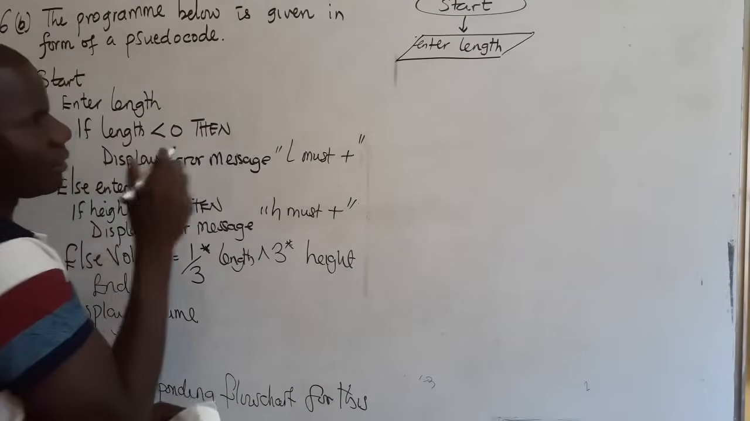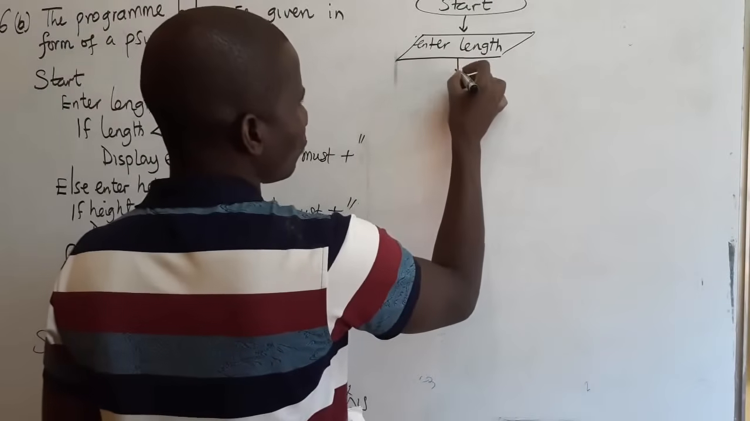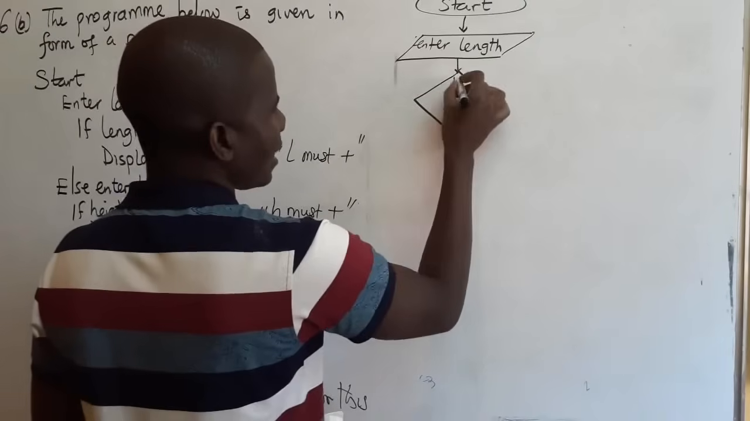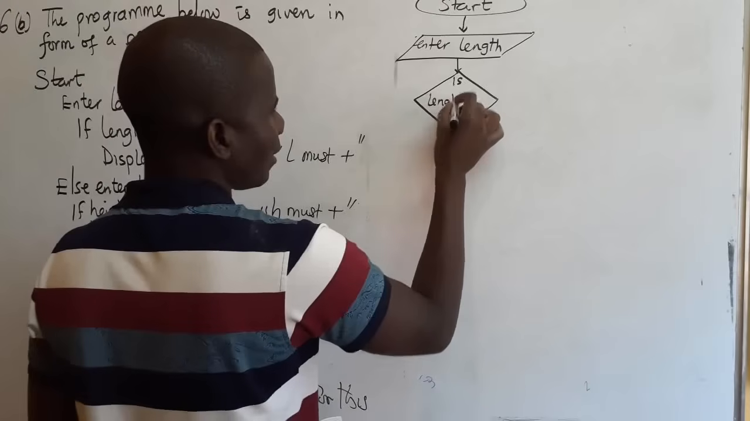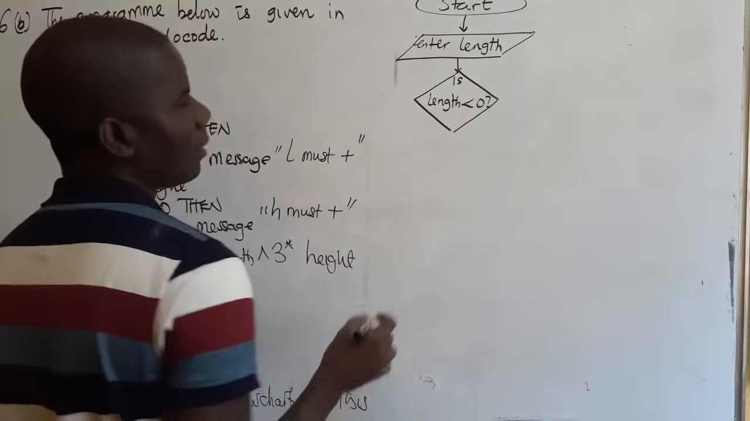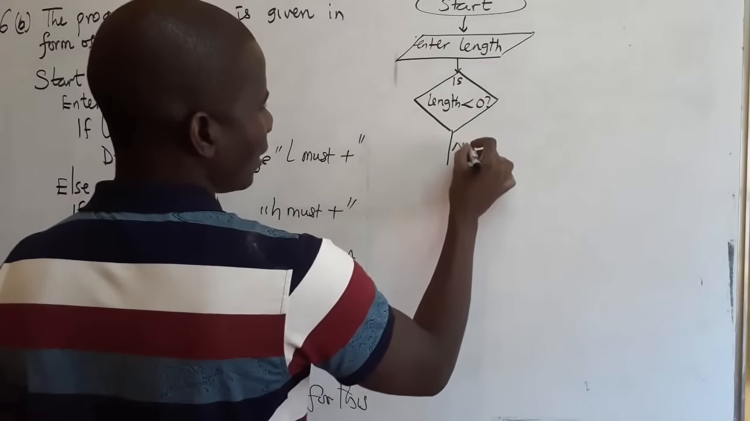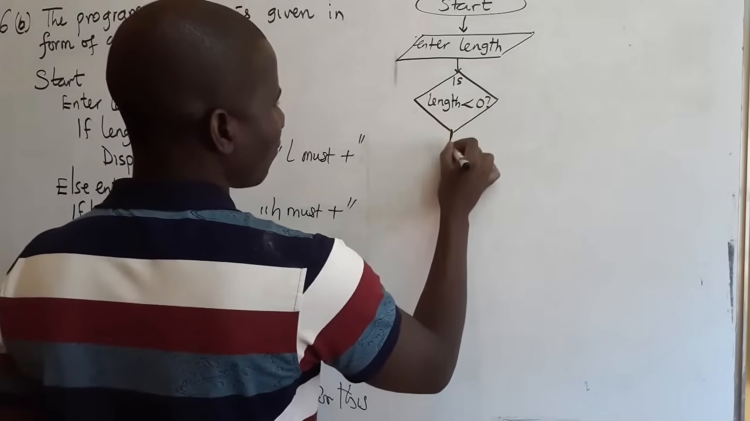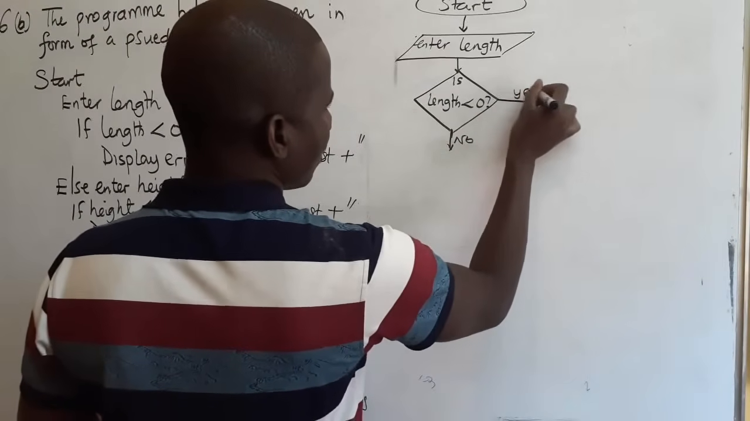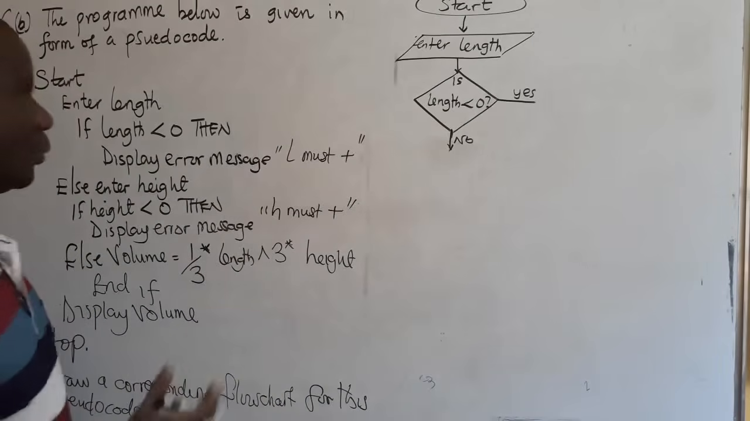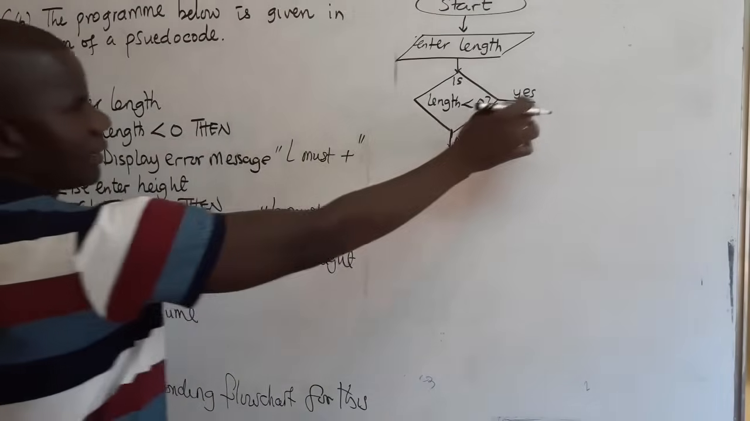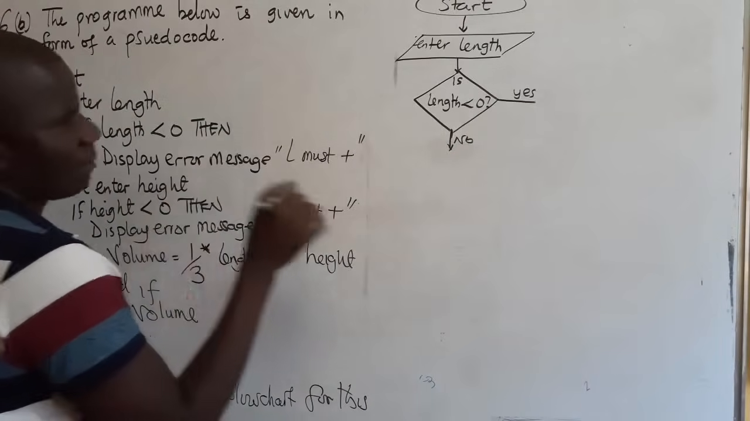Okay? What is the next one? If length is less than 0. Okay, so here we have to make a decision. So I'm going to say is length less than 0, put a question mark. Okay? So we're going to have a no here and yes. Because where we have options, isn't it? If length is less than 0, which is yes, then display error message.